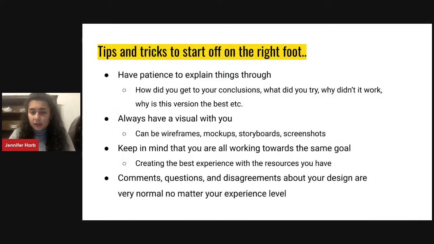So there's a few things that can really start you off on the right foot and that you should just keep in mind so it'll make your life easier and happier, basically. Sometimes you'll have to have patience to explain things through. So if you just show your mock-up, it won't always be enough. You need to show how you got to your conclusions. What did you try out?